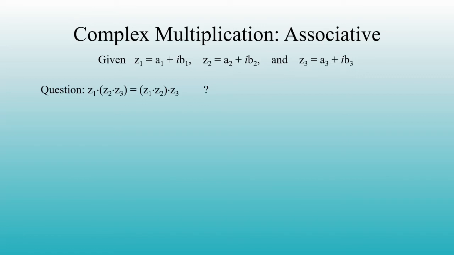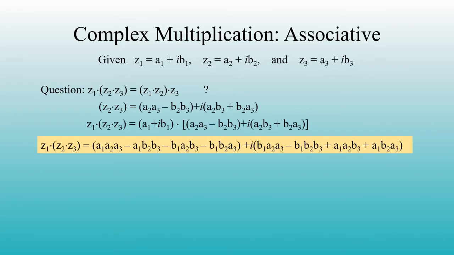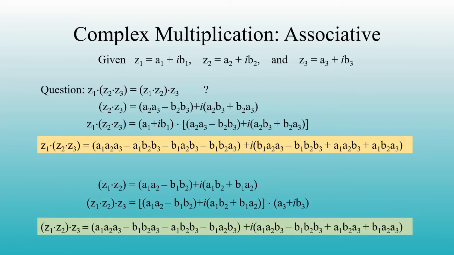Next, are complex numbers associative under multiplication? That is, we have the question, is z1 times the quantity z2 times z3 equal to the quantity z1 times z2 times z3? First, we'll evaluate the left side, then the right side, and then we'll compare terms. Okay, this is where things really get tedious. z2 times z3 yields 4 terms, 2 real and 2 imaginary. Here they are. z1 times the product of z2 times z3 yields 8 terms. Again, here they are, grouped into 4 reals and 4 imaginaries. We repeat this process for the other side and end up with this expression.